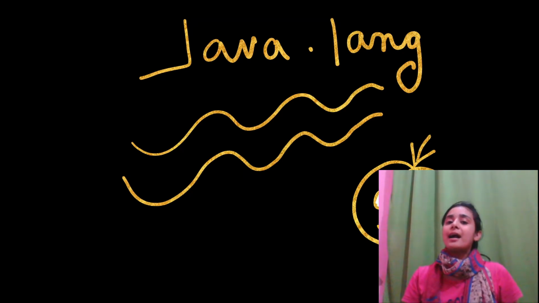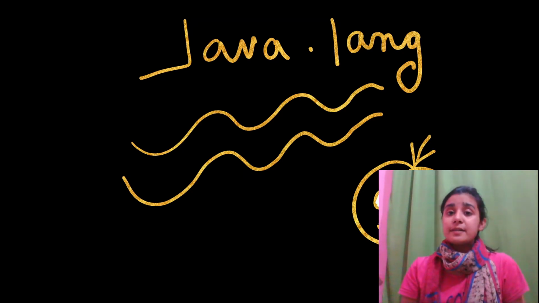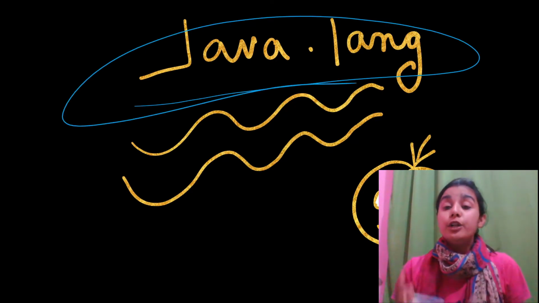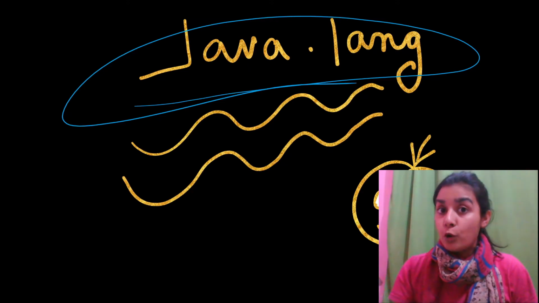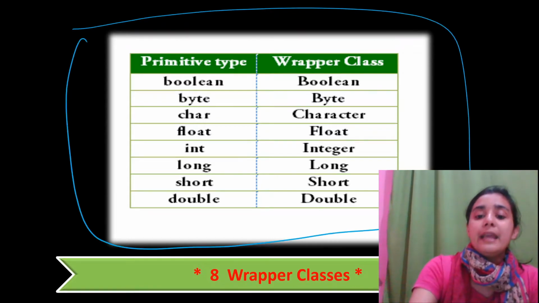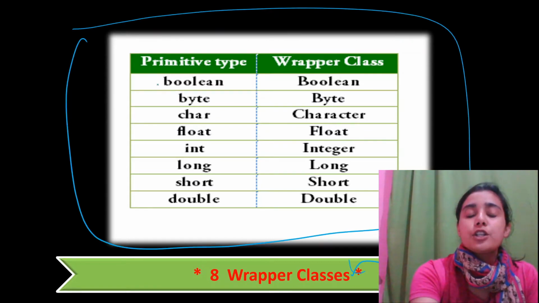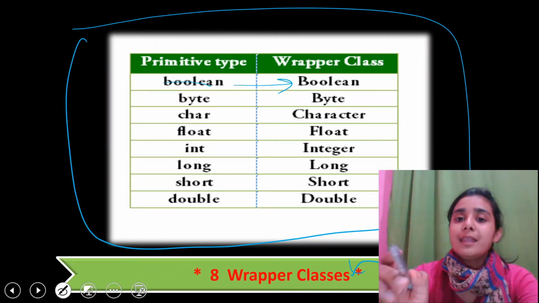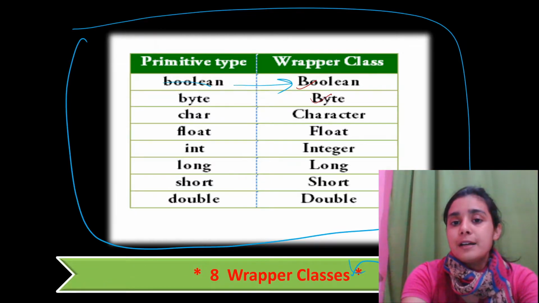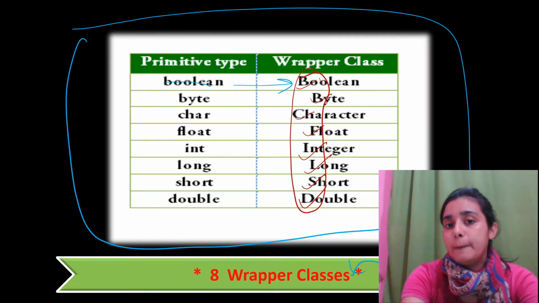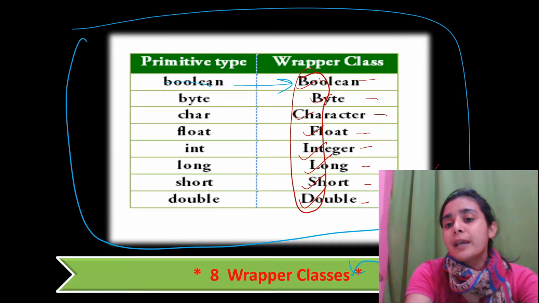Now, where are all these wrapper classes? They are inside Java's lang package, and you need not import the lang package. Why? Because this is a default package. Okay, now moving to the next. There are a total of 8 wrapper classes. For boolean there is a wrapper class, that is Boolean. One thing you have to remember always: the first character must be in capital form only. Each and every wrapper class starts with a capital letter only.